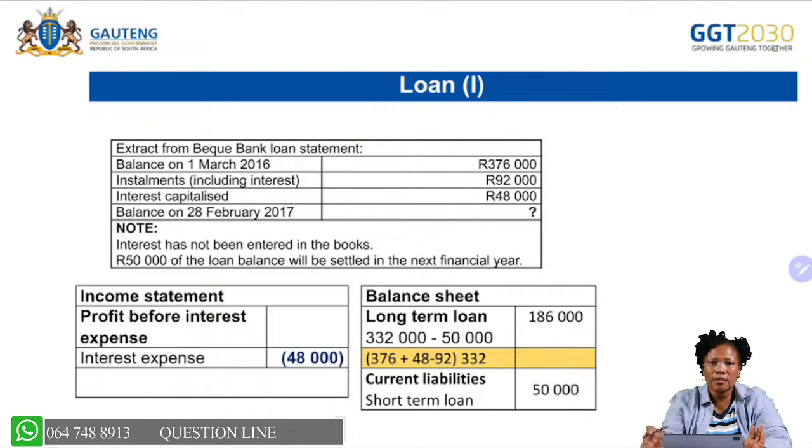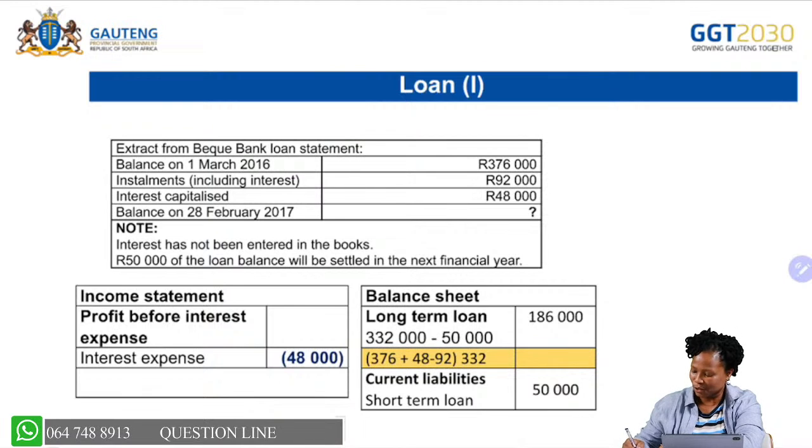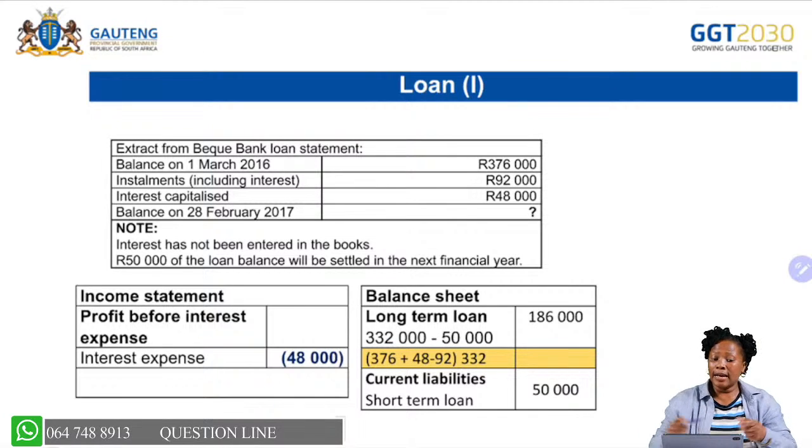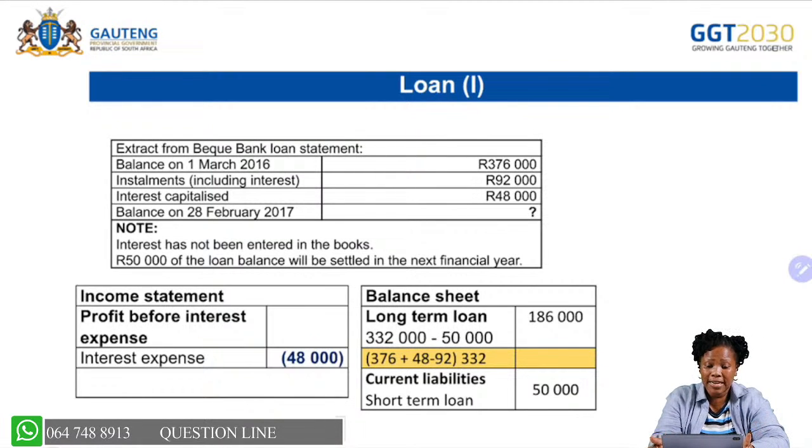Okay, let us look again. The opening balance is 376,000 at the beginning of the year. And then the interest, which is included in the installments, is 92,000. As you check, your interest capitalized is 48,000. It has been separated.